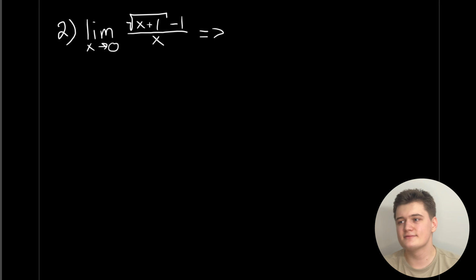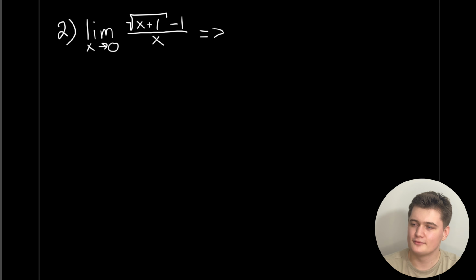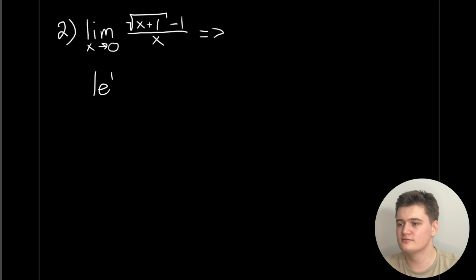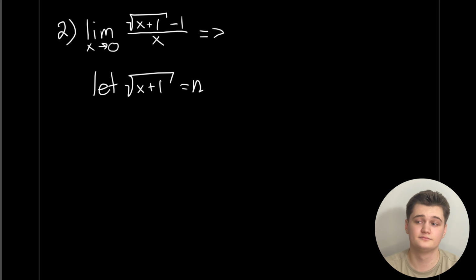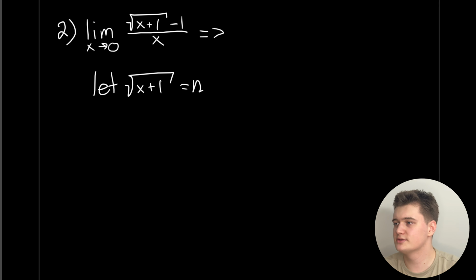We can't do that. This is the rule number 1 when you're solving limits. So we have a square root of x plus 1, and if we would try to solve it directly, it's going to look a little messy. So I personally really like to substitute it with some variable. Let's say let square root of x plus 1 equal n. Yeah, it works. So now it turns into limit of x approaching 0, n minus 1 over x.